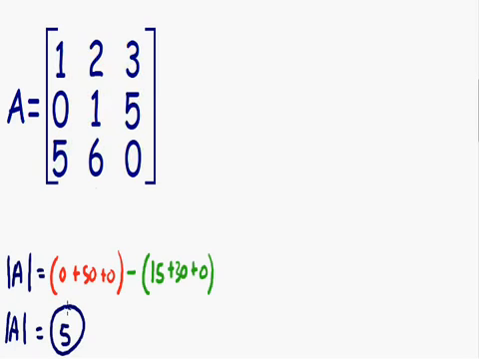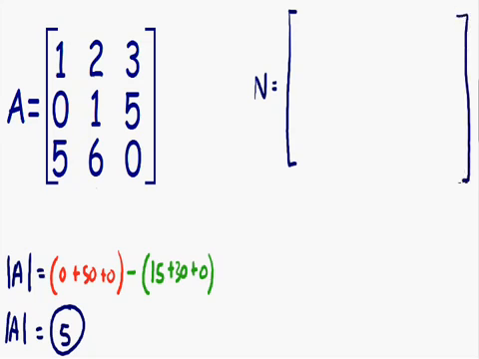After we find our determinant, we have to find what I like to call a new matrix. So let's just call our new matrix N. How do we know what goes inside of our new matrix N? Let's take a look at our original matrix A.